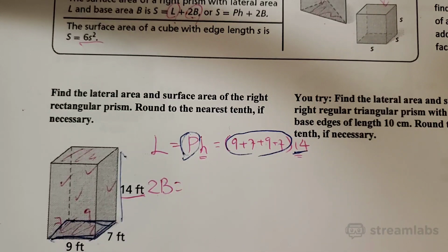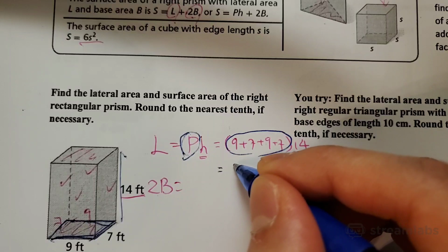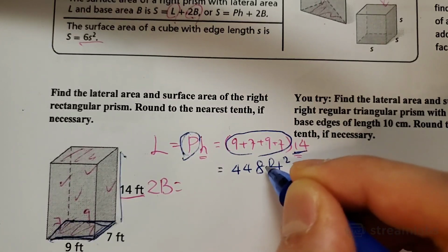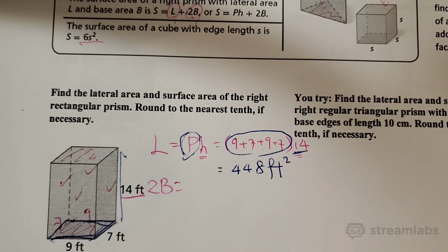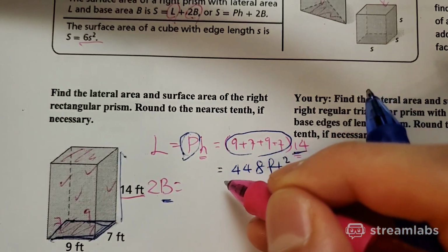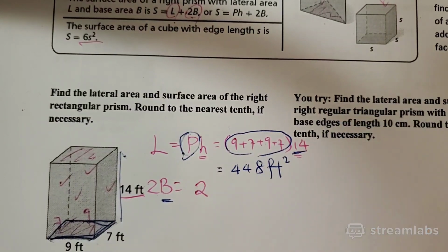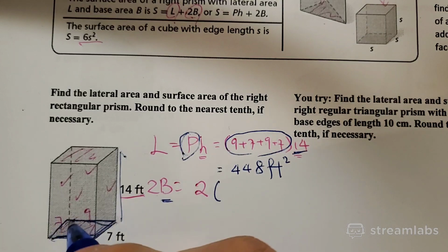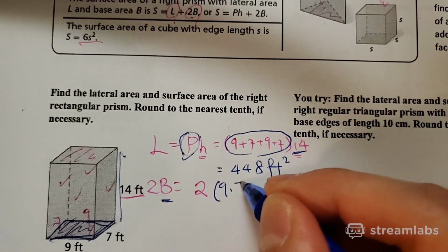Lateral will turn out to be what? 448 feet square, I think. 448. And the 2 bases. So there are 2 bases. Let's calculate the base. So 2 times the base, right? Base would be the base area, so 9 times 7.